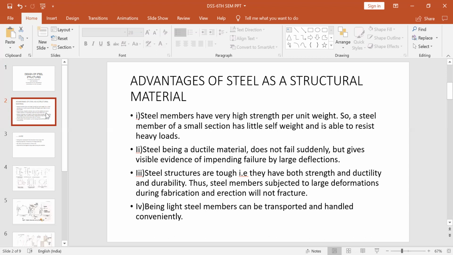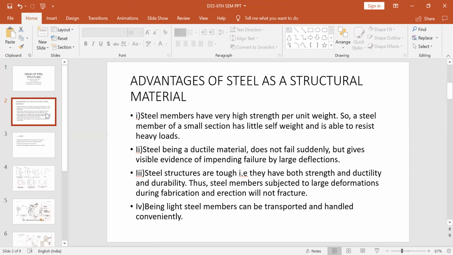The third point is that steel structures are tough. The toughness is very high. It is very hard and tough compared to concrete and other materials. They have strength, ductility and durability. Durability means longevity. It ensures its lifespan will be more, if not corroded.